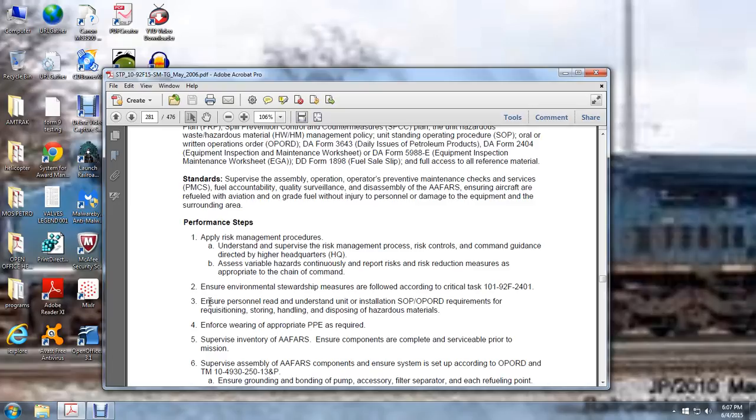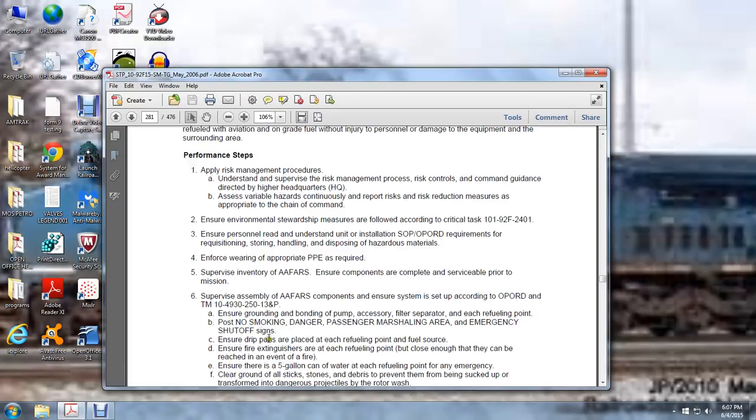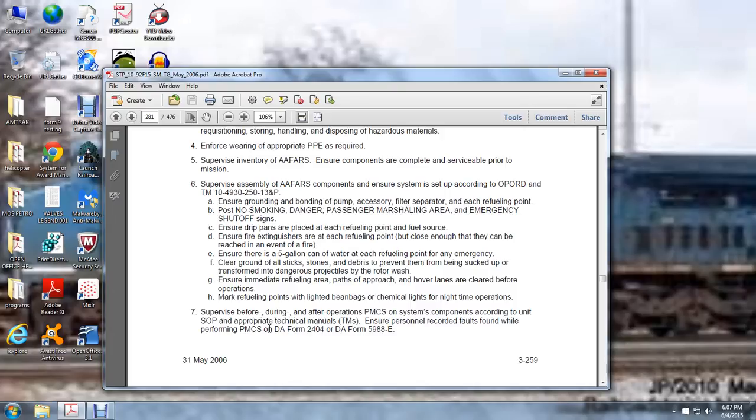Supervise inventory of the Advanced Aviation Forward Area Refueling System. Ensure components are complete and serviceable prior to the mission. Supervise the assembly of the Advanced Aviation Forward Area Refueling System components, ensuring the system is set up according to operation orders and technical manuals.